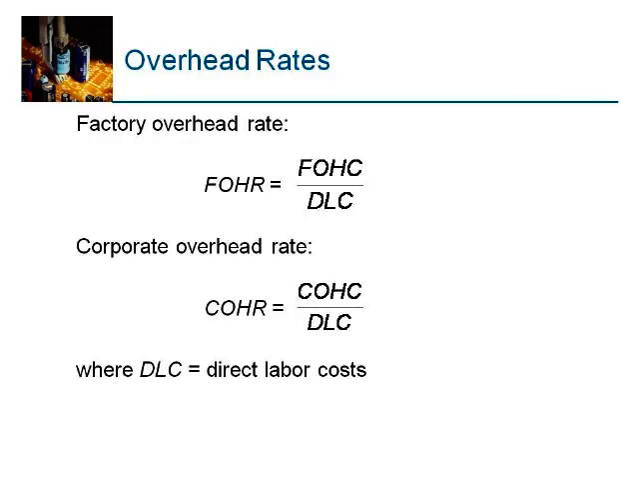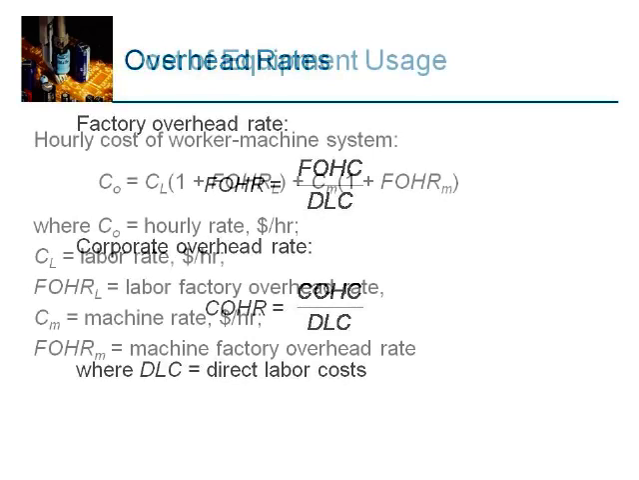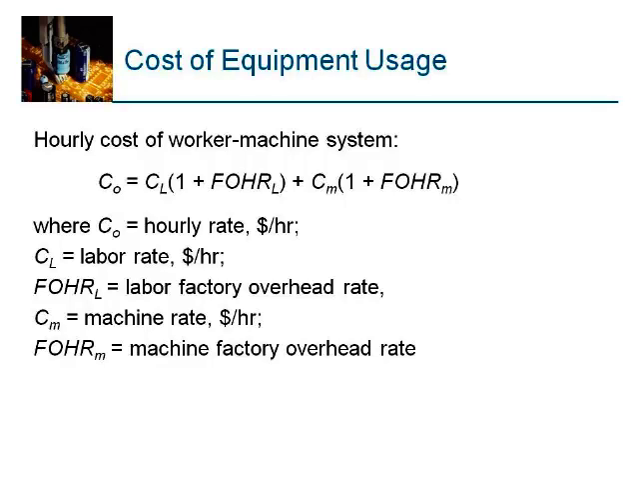The overhead rates, factory overhead rates, FOHR. FOHR is equal to FOHC divided by DLC, direct labor cost. Factory overhead cost divided by direct labor cost is FOHR. These are all mentioned as a rate function. Corporate overhead rate is COHC divided by DLC. And for the hourly cost of worker machine systems, we can use this equation for the cost of equipment usage.